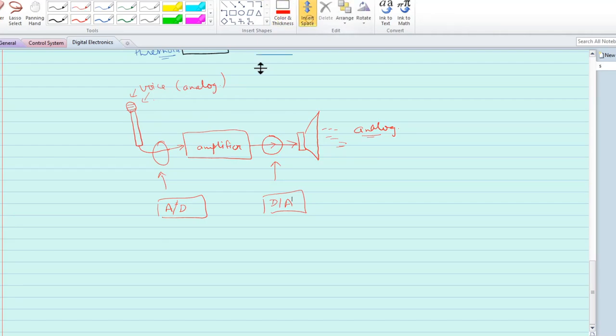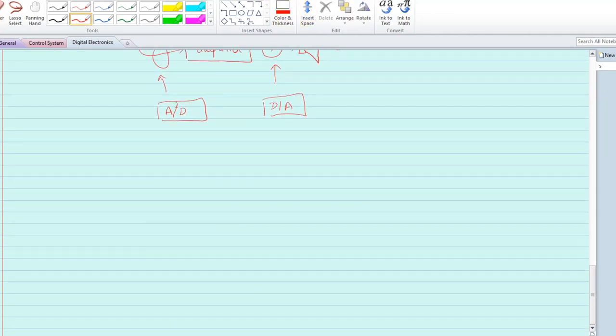So in this way, this subject is very important to understand these concepts, that is what is actually a digital signal and what is actually an analog signal. Okay, we have to differentiate between both of these two.